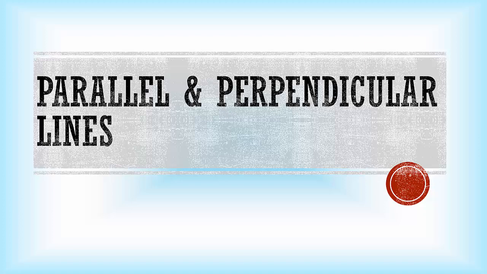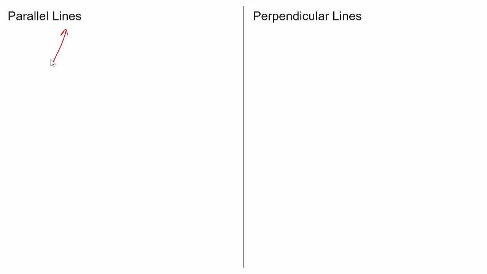Okay, in this video, we're going to talk about parallel and perpendicular lines. Parallel lines look like this, and there's a few key things we need to know about parallel lines. First thing we need to know is that parallel lines will never, ever meet. They will never touch, they will never cross, they'll never intersect, they're never going to meet.